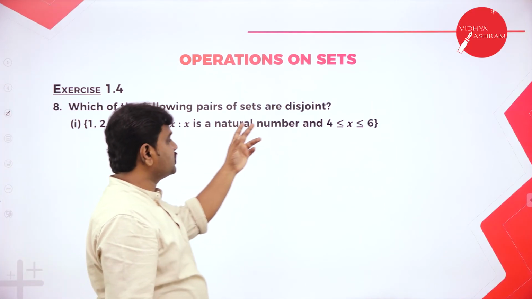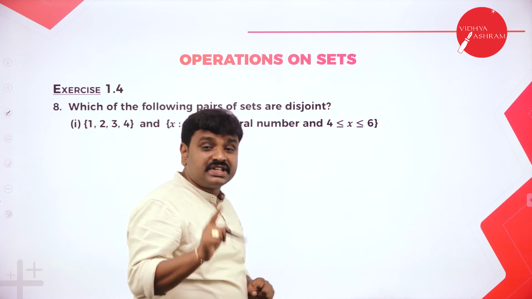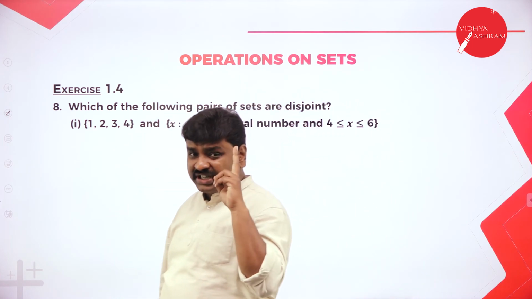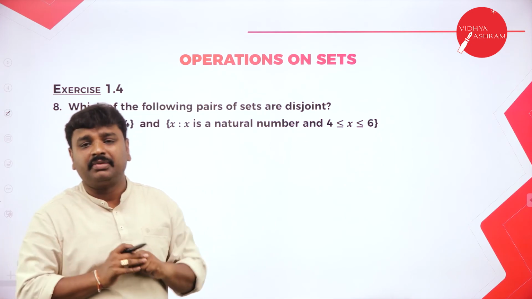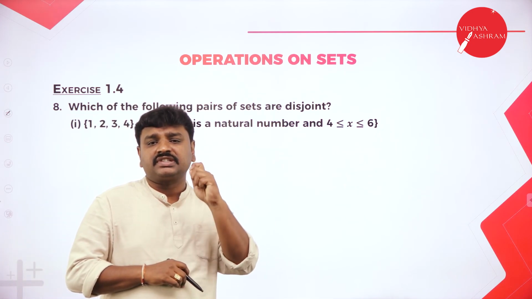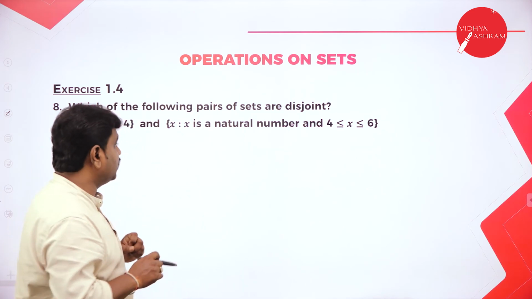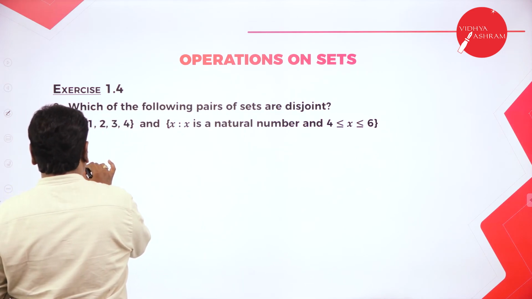Which of the following pairs of sets are disjoint? Disjoint means the intersection is the null set. Two sets are said to be disjoint if they do not have any common elements. If you get the null set, then we call that pair disjoint.